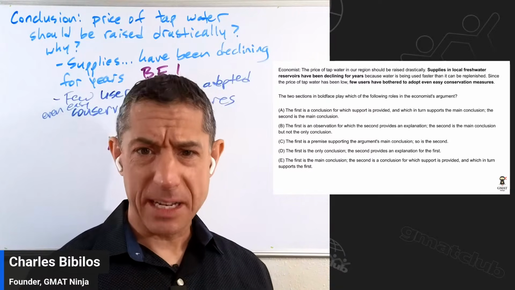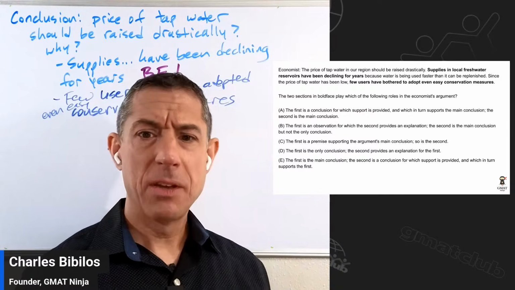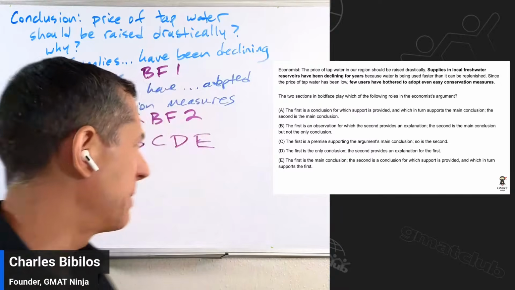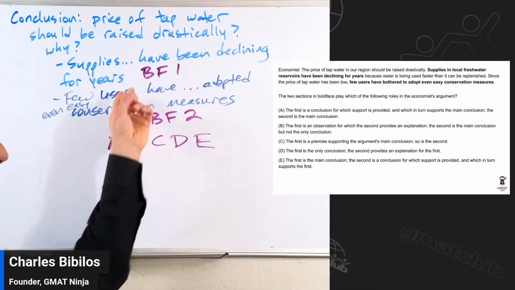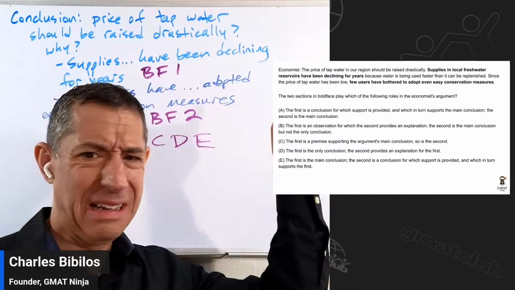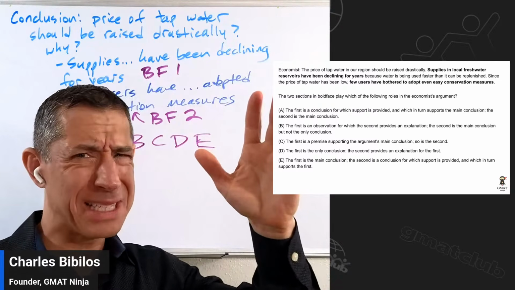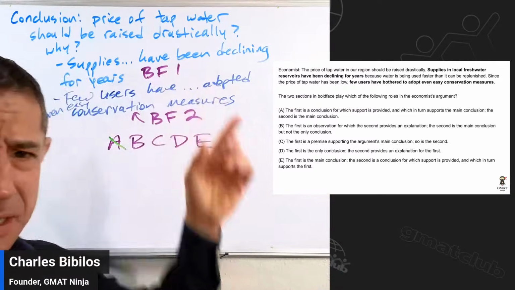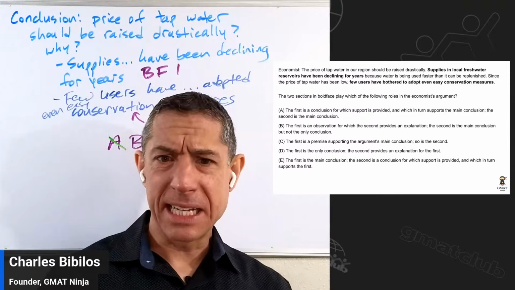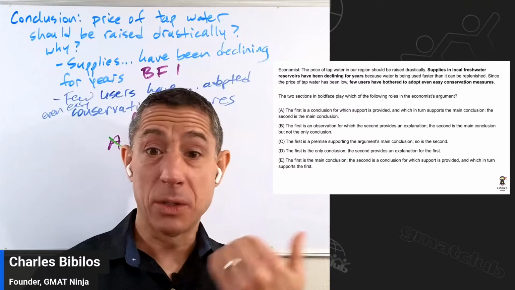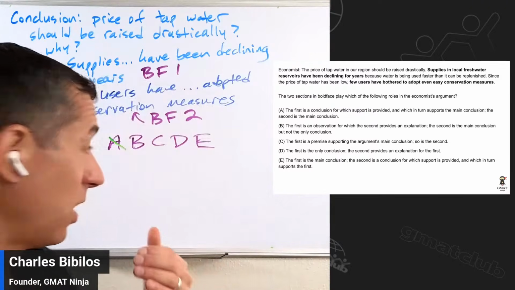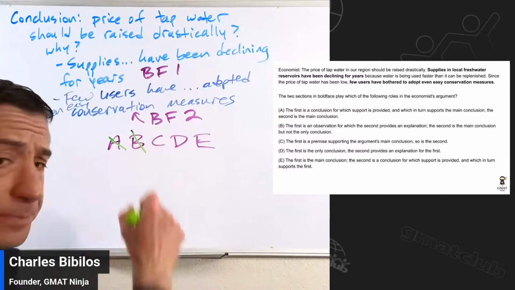First is an observation for which the second provides an explanation. Wait a minute. Is the second boldface explaining the first? I don't think so. Maybe I'm not going to cross it out just because of that, but no, it's not. The second one's not explaining the first. Second half, the second is the main conclusion, but not the only conclusion. No, that's not the conclusion at all. So B is out for that reason.